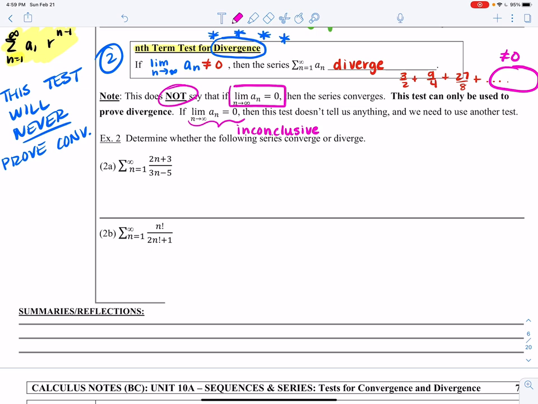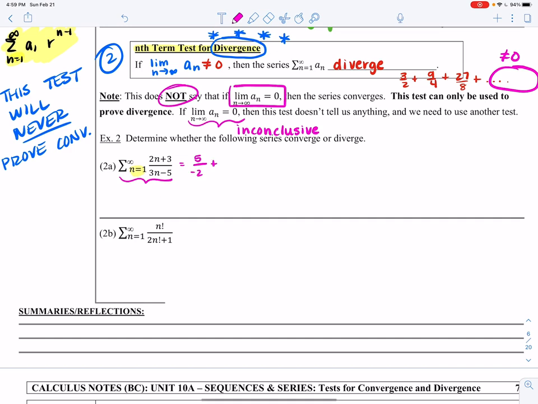So here is a series. When in doubt, let's add a couple of terms. Let's see what happens. 2 times 1 is 2. 2 plus 3 is 5. How did I know to start at 1? The index starts me at 1. Okay. 3 times 1 is 3. 3 minus 5 is negative 2.